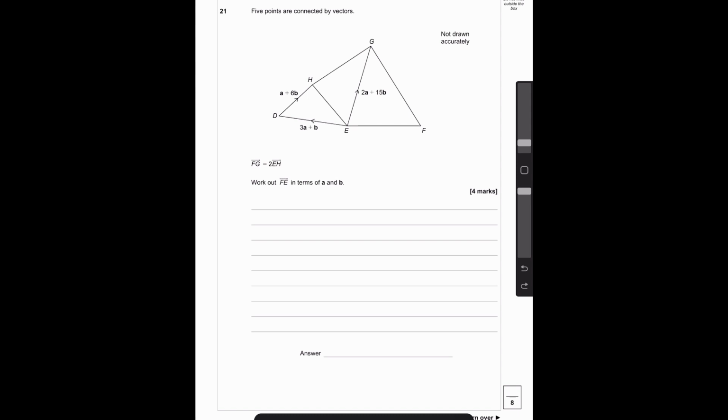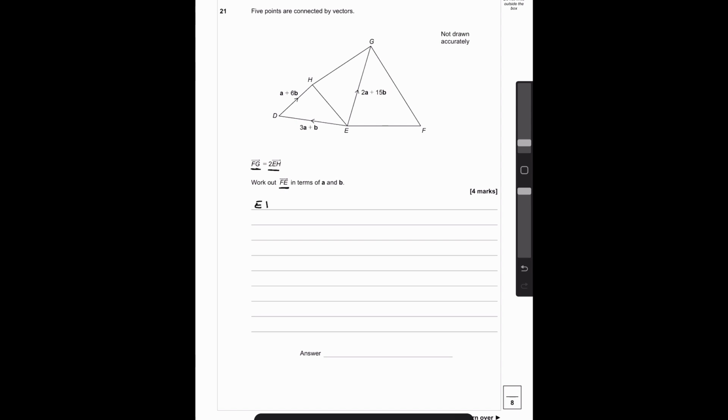Question 21 says 5 points are connected by a vector. If we have a look at the diagram below, we can see that we have some information on vectors and their direction. We have also been told FG is twice as big as EH, and we want to work out FE. Since we've been told EH, this should be the first thing that we work out.